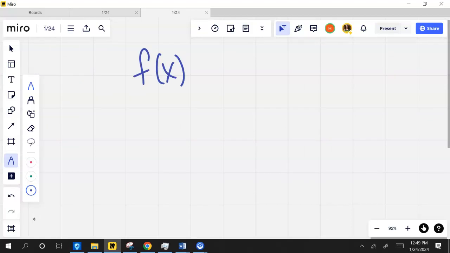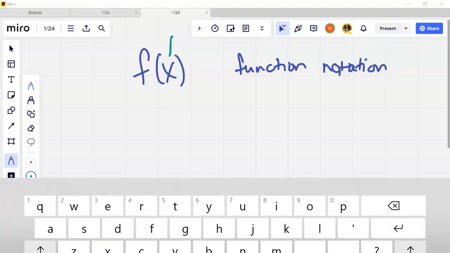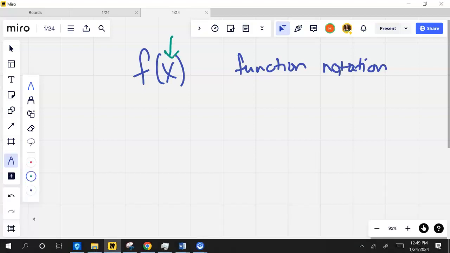f of x, which tells me that it's a function. It's function notation, and it gives my function a name. That's all it does. It gives it a name, and it tells me what the variable is in the function. Whatever I put in those parentheses is what goes in place of the variable. It doesn't matter what it is.